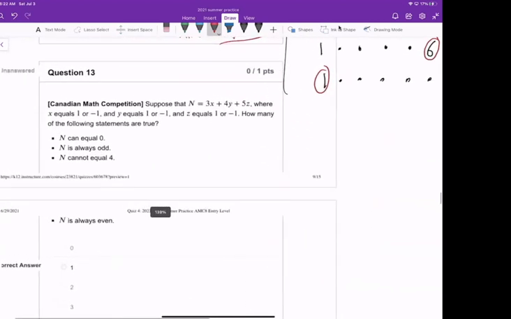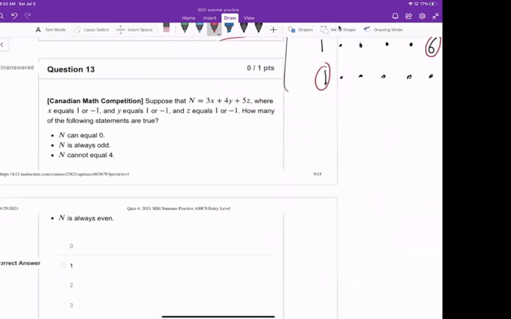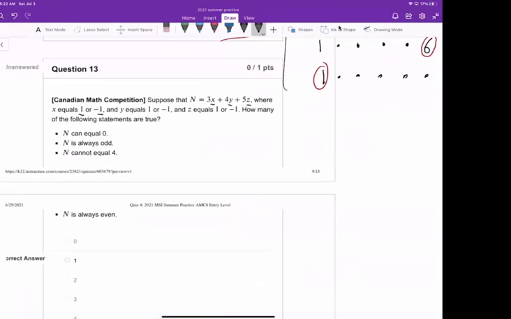Question number 13. Suppose that n is expressed as 3x plus 4y plus 5z, and here x, y, z, for each of them, is either 1 or -1. The question is, how many of the following statements are true? First of all, we know that because x is 1 or -1, this term is always odd, because 3 is odd and odd times odd is odd. This one is always even, because it is 4 times something, right? And this one is odd.